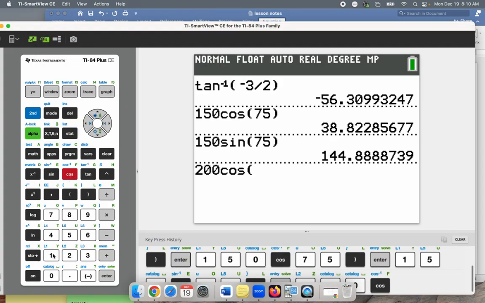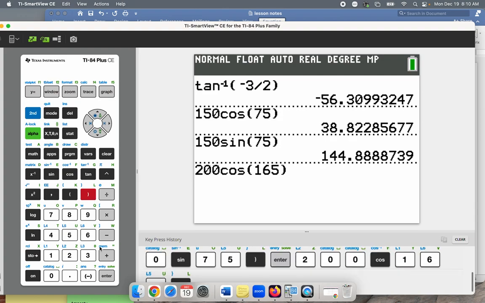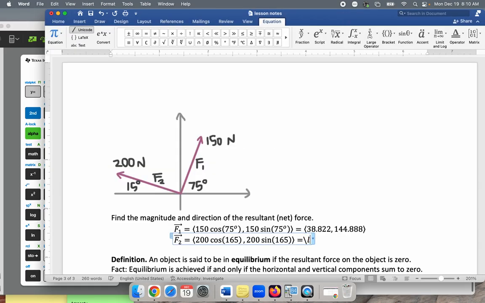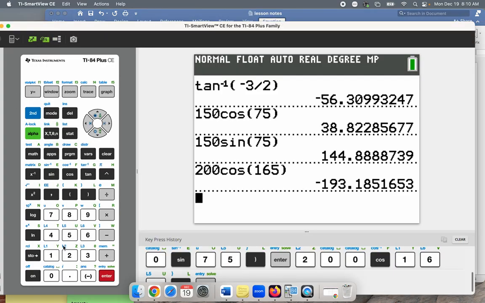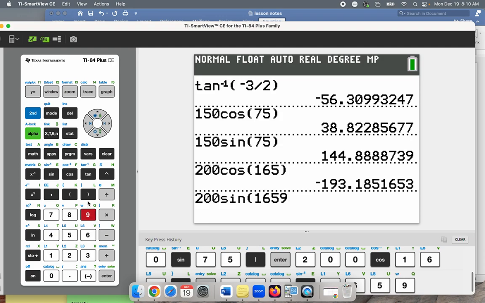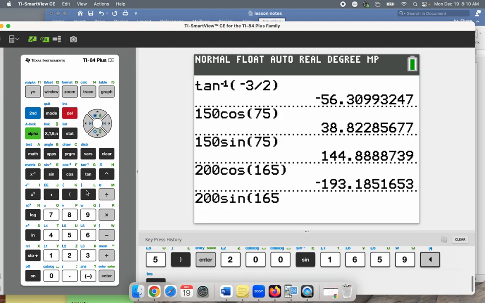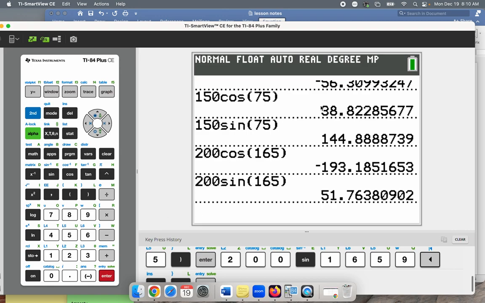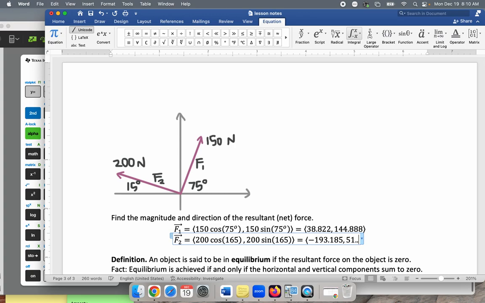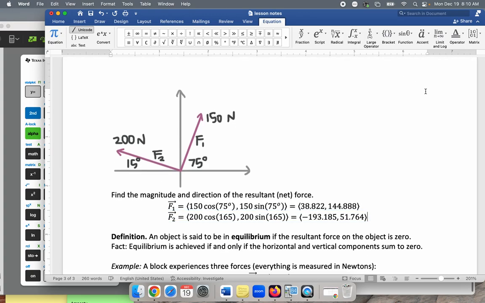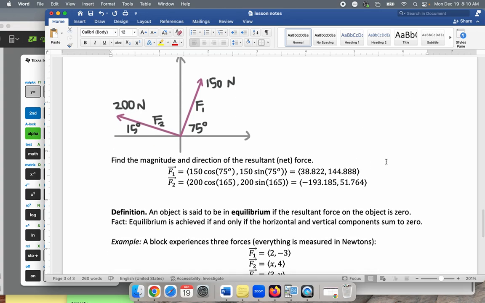200 cosine 165. That's negative 193.185. And then the vertical component is going to be 200 sine 165. And that's 51.764. Great. So that's our two force vectors in horizontal and vertical form.